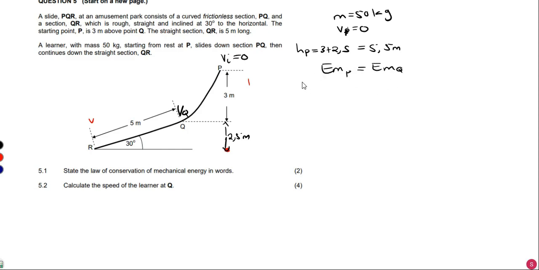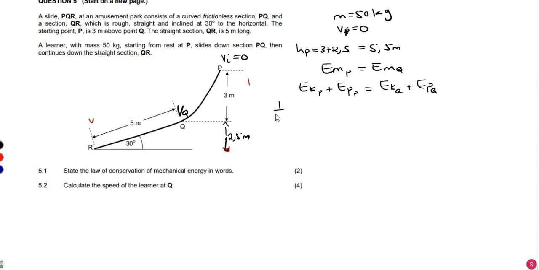But what does that mean? Mechanical energy is the sum of kinetic energy at P with the gravitational potential energy at P, to give us the sum of kinetic energy at Q with the gravitational potential energy at Q.